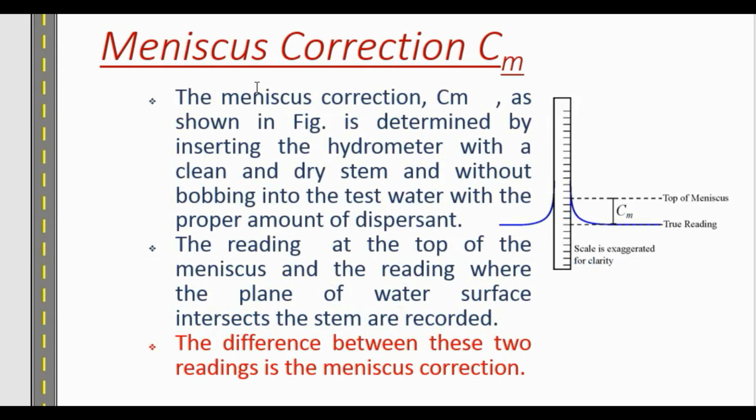You can see here there is a stem of the hydrometer and the meniscus is occurring. There is a top of meniscus and a bottom of the meniscus. We have to read the top of meniscus and the bottom of meniscus. The difference between these two readings is the meniscus correction that will be used in our further calculations.